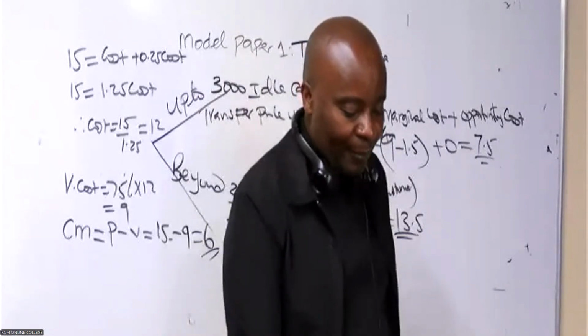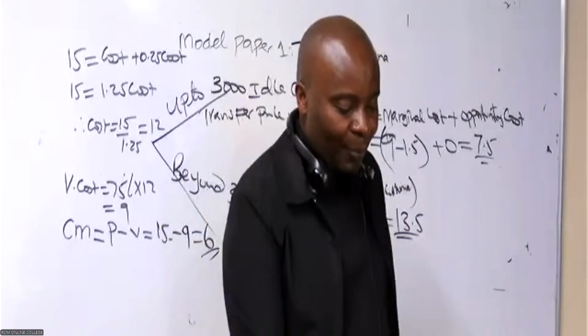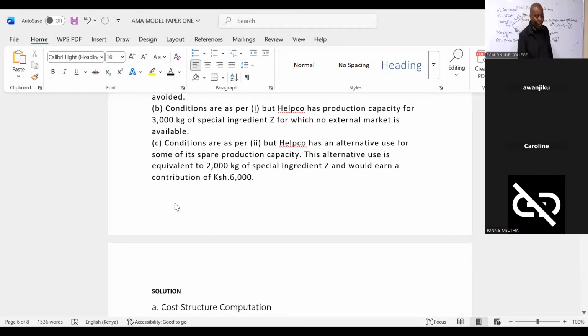Let's try part C. We are told conditions are as per above, but HELPCO has an alternative use for some of its spare production capacity. This alternative use requires an equivalent of 2,000 kilograms of special Z and would earn a contribution of 6,000. So what will be the transfer price here? Just try it.